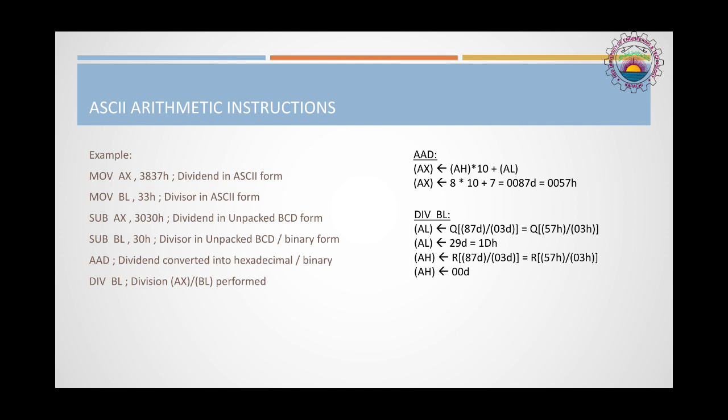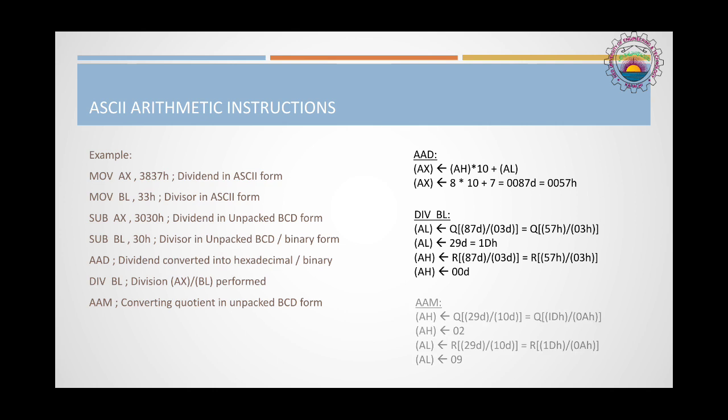Now remainder of this division will be 0, as 87 is perfectly divisible by 3, so there will be 0 remainder. So 0D or 0 hex, same thing, so AH will be having 0 as remainder. Now we have to convert back the value present within AL into unpacked BCD form. So we are going to use AAM instruction. So that will be the calculation behind the AAM instruction.